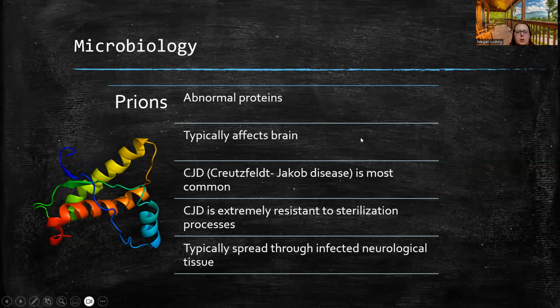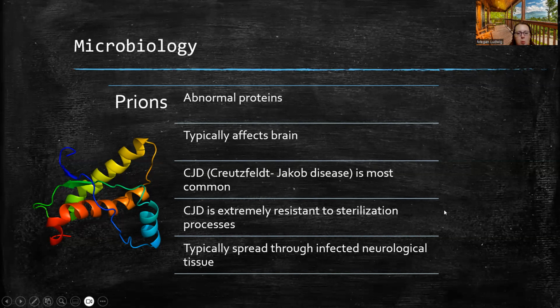and I didn't put it right here, but it's also known as mad cow disease. Maybe you've heard of mad cow disease. So that is also CJD. CJD stands for Creutzfeldt-Jakob's disease. That's the most common type of prion, especially that affects humans.